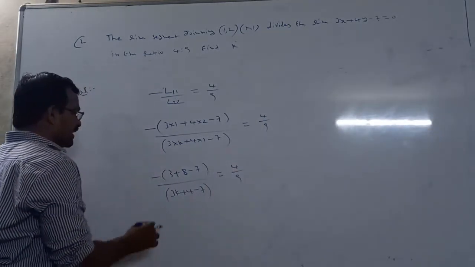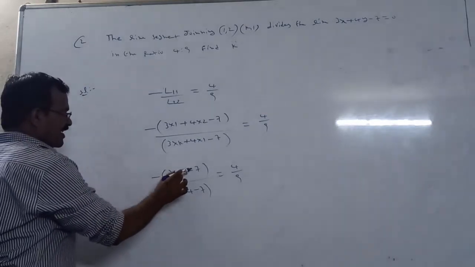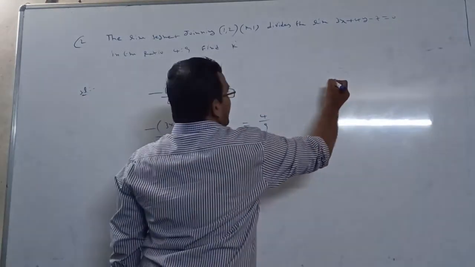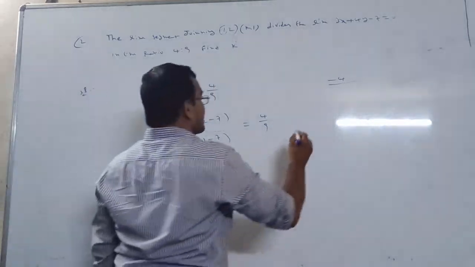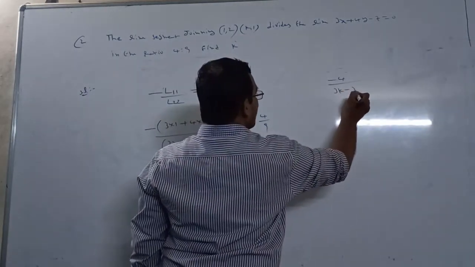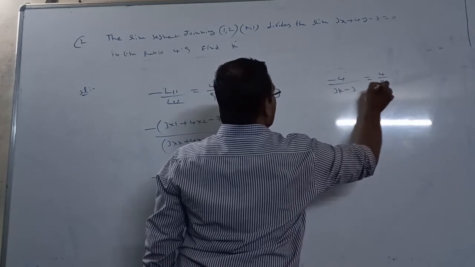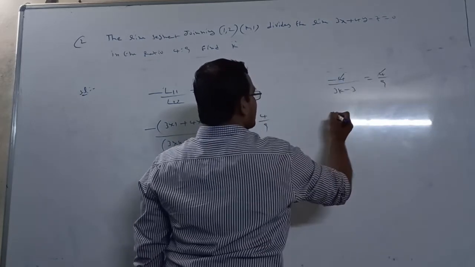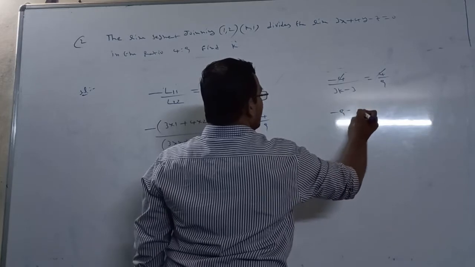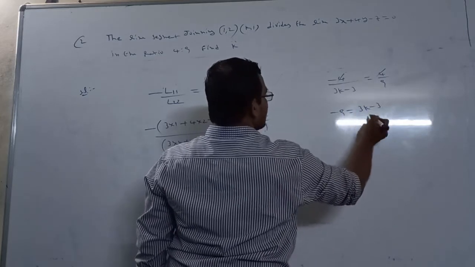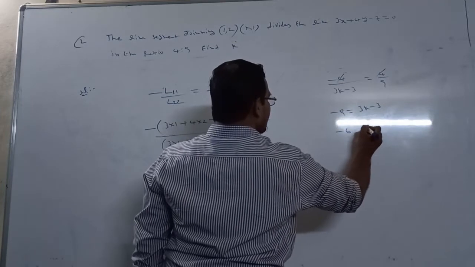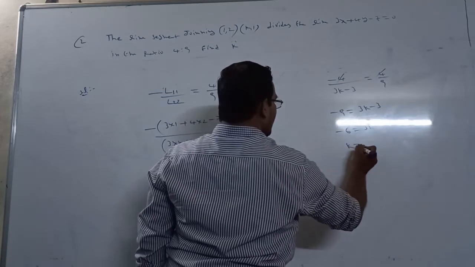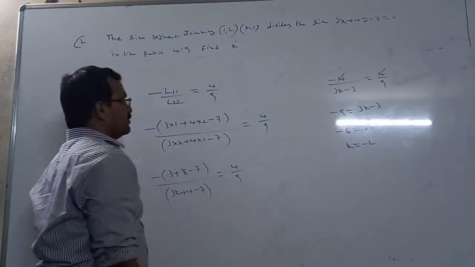Calculate: 3 plus 8 is 11, minus 7 is 4. It is minus 4 by 3k minus 3, that equals 4 by 9. 4 and 4 cancel. Do cross multiplication: minus 9 equal to 3k minus 3. Obviously minus 9 plus 3, minus 6 equal to 3k. K equal to minus 2.